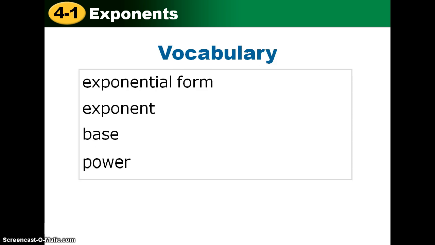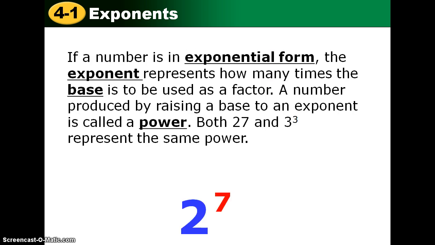Some vocabulary that's important when talking about exponents is the word exponent, exponential form, base, and power. If a number is in exponential form, the exponent represents how many times the base is to be used as a factor. A number produced by raising a base to an exponent is called a power. Both 27 and 3 to the third represent the same power. So in our example, 2 to the 7th power, 7 is the exponent, 2 is the base.